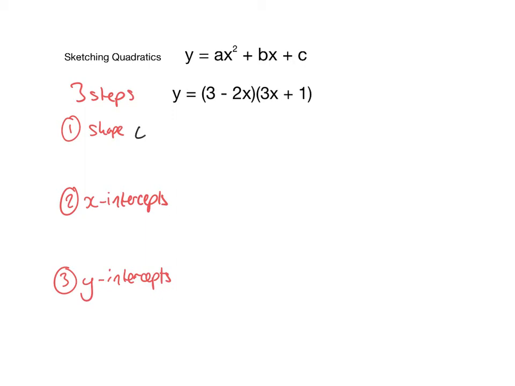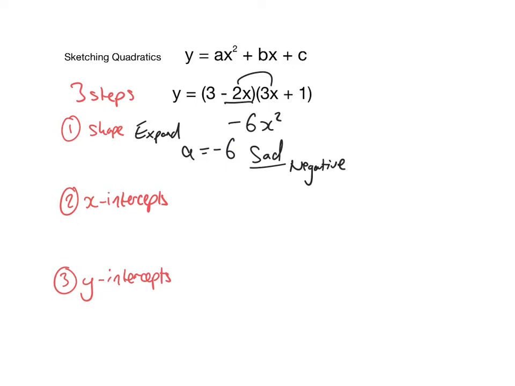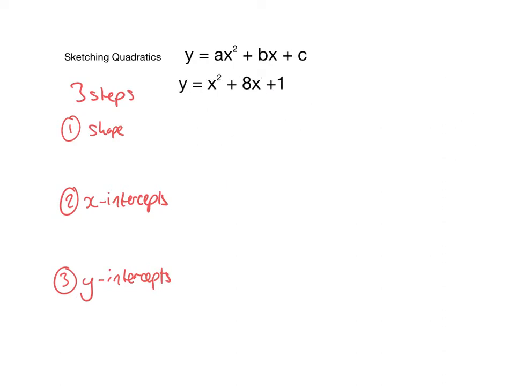In this question, a is hidden. We have to expand the x squared term to find it. If we do that, we're going to get -6x squared. So a is -6, which is negative, and therefore sad. So bring on the sad face. And in our final example, a is +1 again, so we draw a happy face.